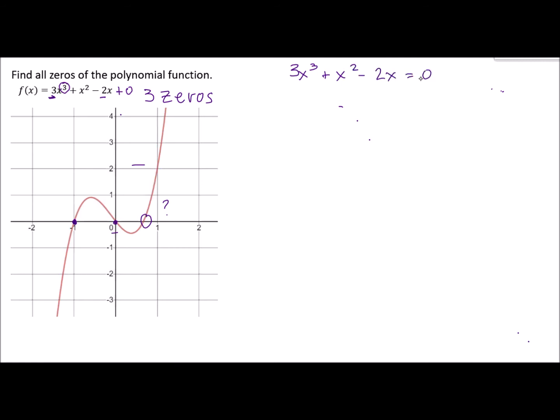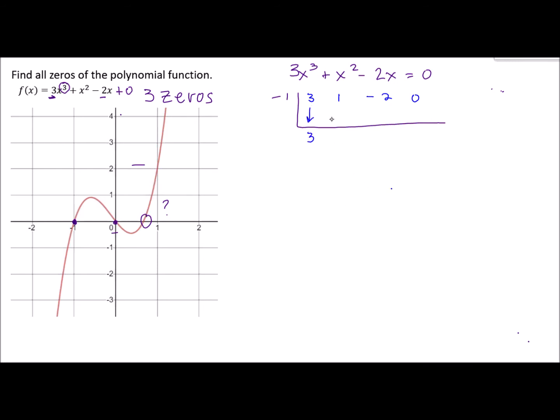And we're going to use the values that we know. We know that -1 is a solution, so I'm going to do synthetic division on it. Our coefficients are 3, 1, -2, 0. There's a missing constant term. You have to put in any missing terms.